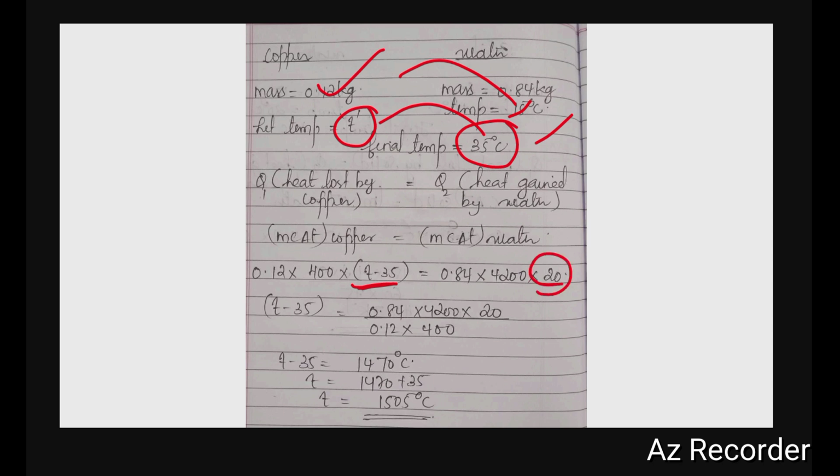Equating, let's leave T minus 35 here and bring 0.12 into 400 to the other side. On solving, we get T minus 35 equal to 1470. Bringing 35 to the right hand side, it becomes plus, so T is 1470 plus 35, which is 1505 degrees Celsius. So the temperature of the copper, and indeed the temperature of the flame, was 1505 degrees Celsius. I hope this is clear now.